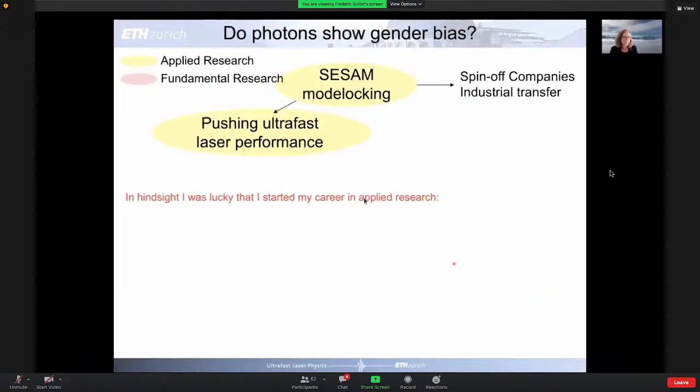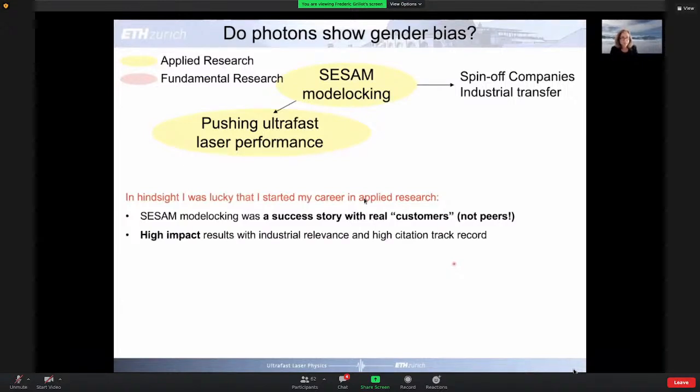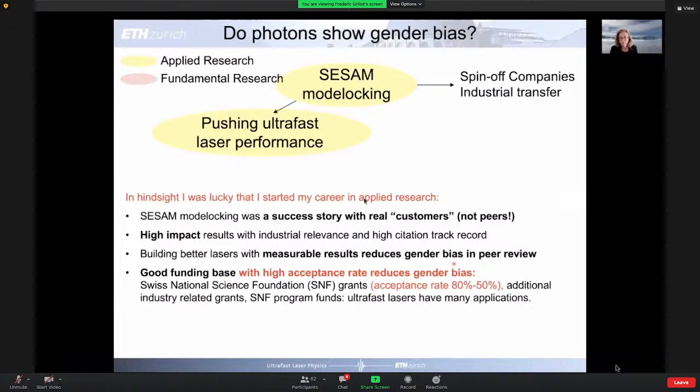In hindsight, I was lucky that I started my career in applied research, because semiconductor saturable absorber mode locking was a success story with real customers, not just peers. It had a high impact with large industrial relevance and a high citation record. Basically, building a laser is a measurable result, which reduces the gender bias in peer review. I will come back to this because in principle, if you build a better laser, it doesn't matter if it's done by a woman or a man.